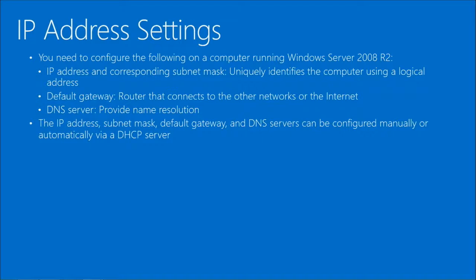A default gateway: there is your local network and remote networks. Default gateway says, if it's not on my local network, send it to the default gateway, and then the default gateway will route it appropriately.